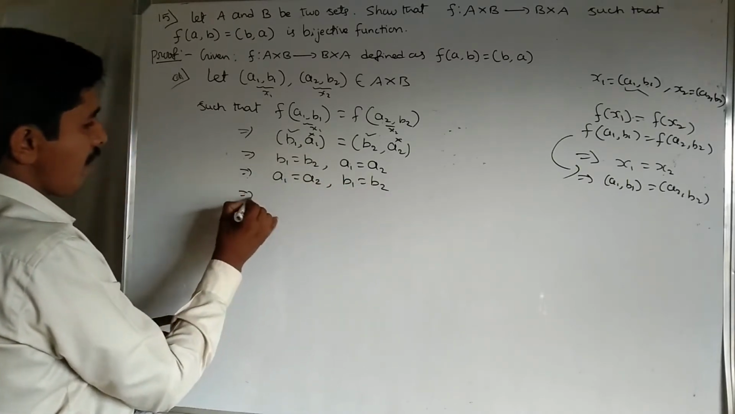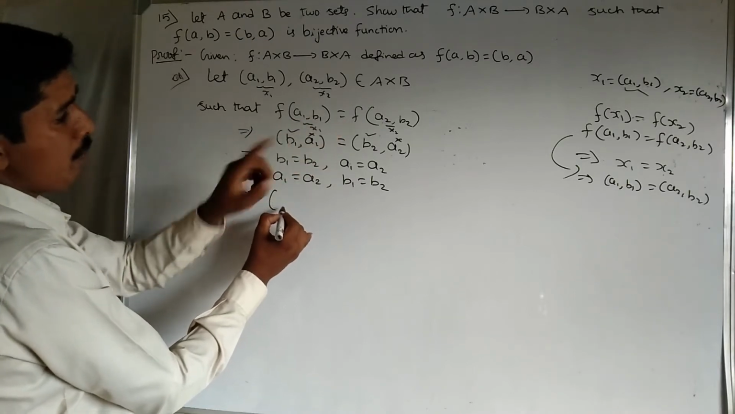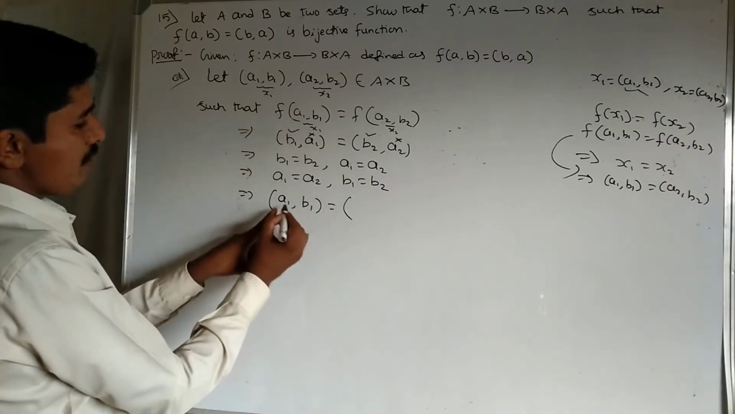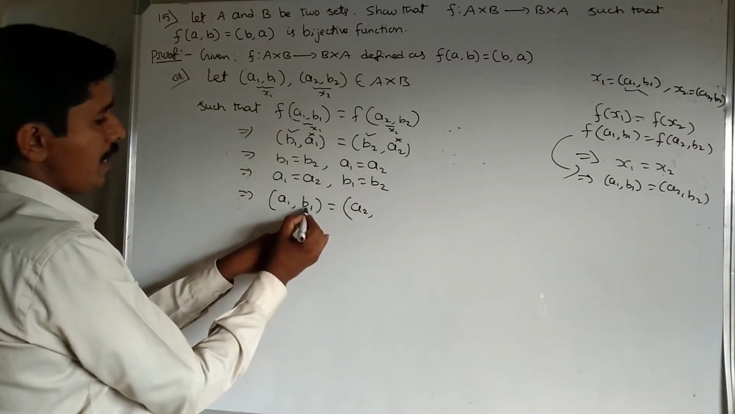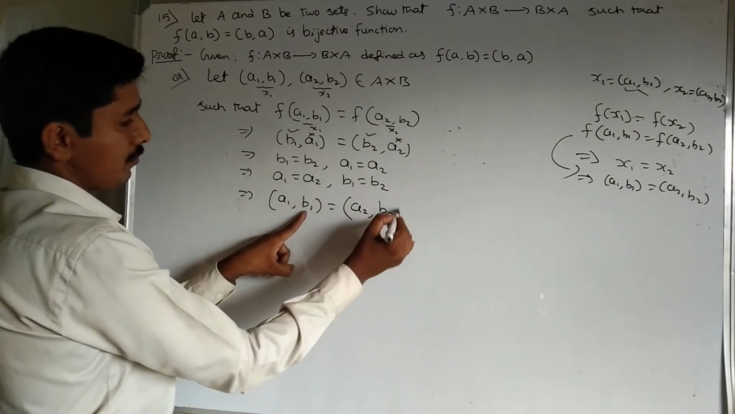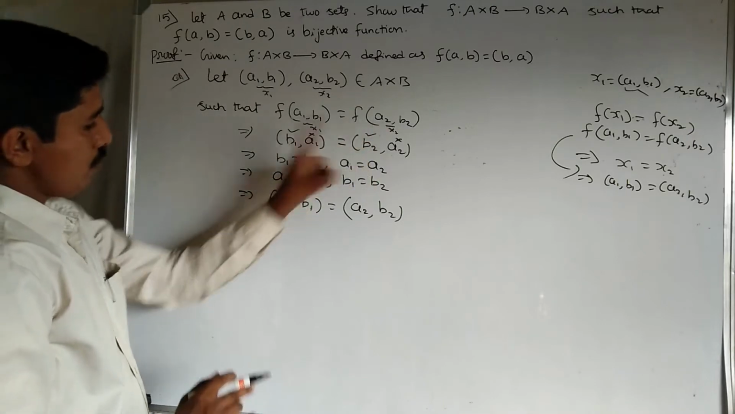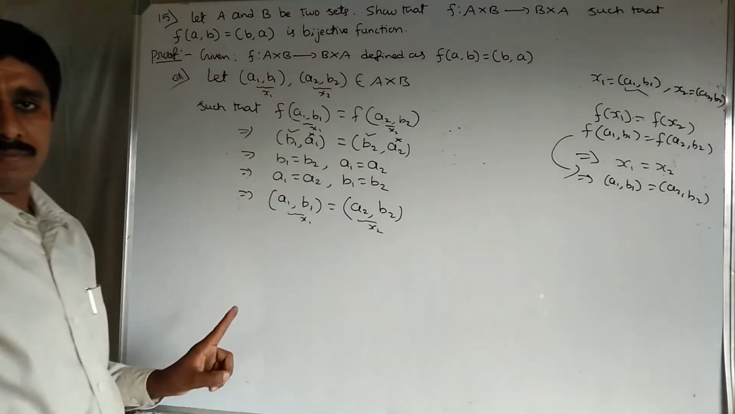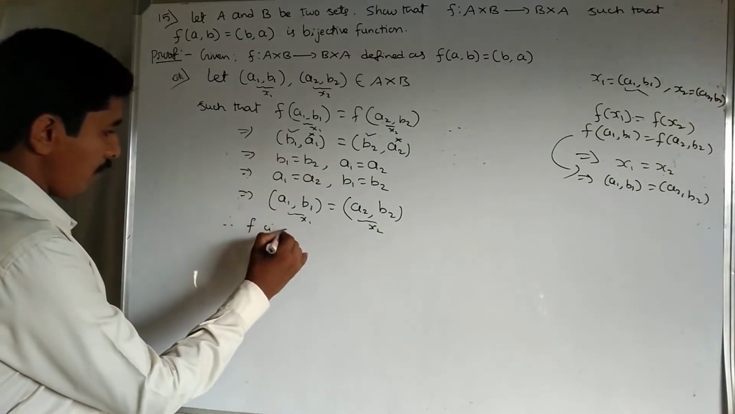Correct. Now we have to prove that (A1, B1) equal to (A2, B2). Substituting the A1 and B1 values, A1 equal to A2 and B1 equal to B2. So F of x1 equal to F of x2 implies x1 equal to x2. Therefore F is one-one.